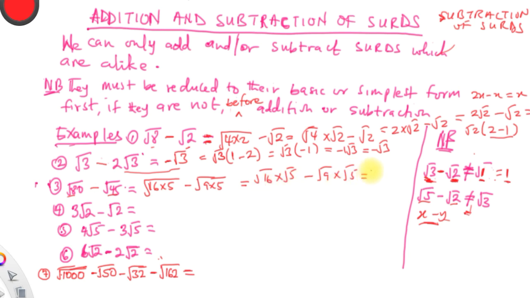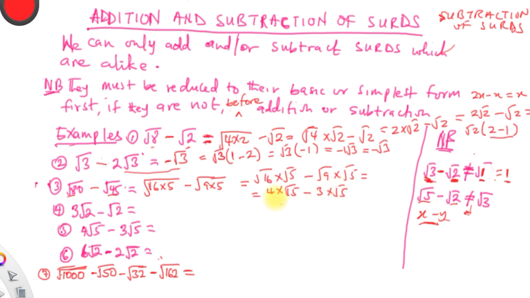What is this? This is 4 times square root of 5. Let's come down here. This is equal to 4 times square root of 5, and then minus, the square root of 9 is 3, so 3 times square root of 5.